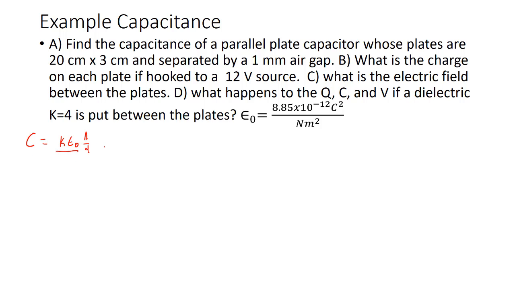So let's go ahead and find the area. The plates are 20 by 3 centimeters, so I have 0.2 meters times 0.03 meters, which is 0.006 square meters. Do note that this constant, the permittivity of free space, does have units of Coulomb squared per Newton meter squared, so we do need to make sure we are in base units. And then it says the distance between those is 1 millimeter. That's 0.001. So there's A, here's D, 0.001.